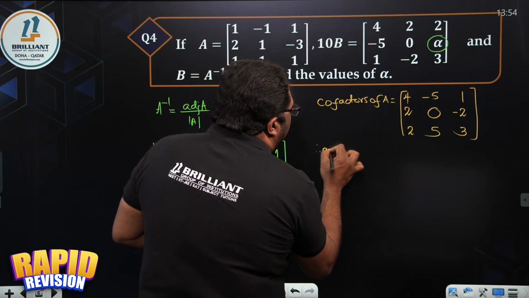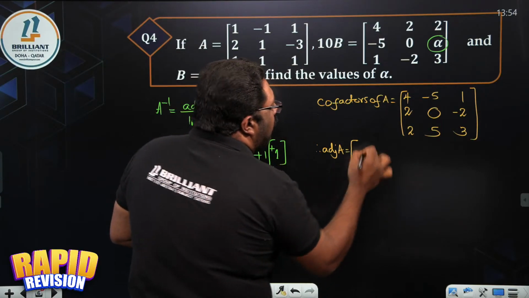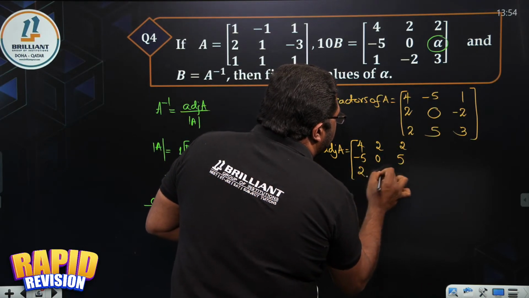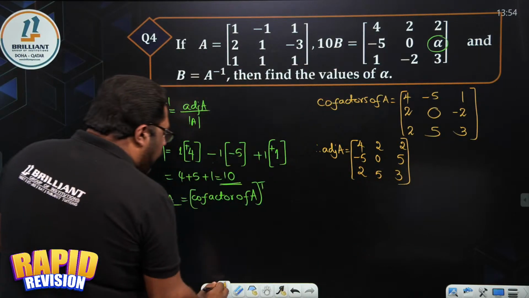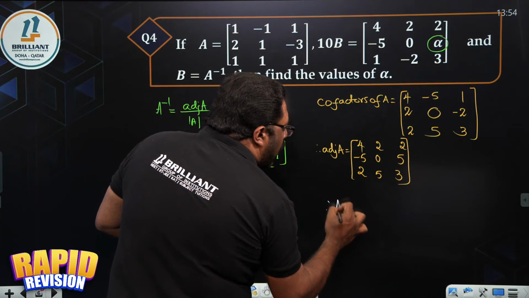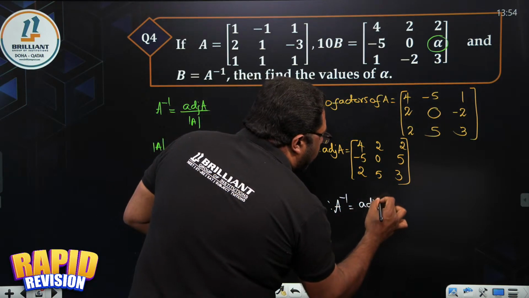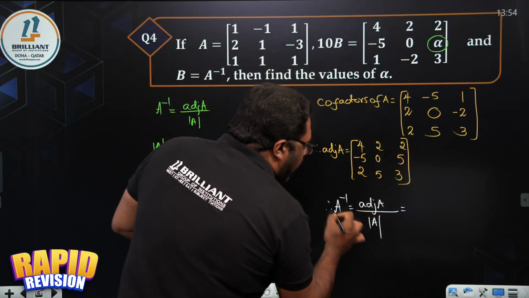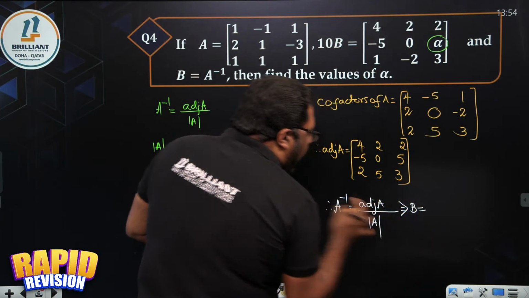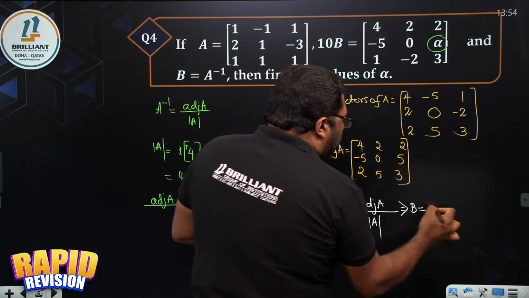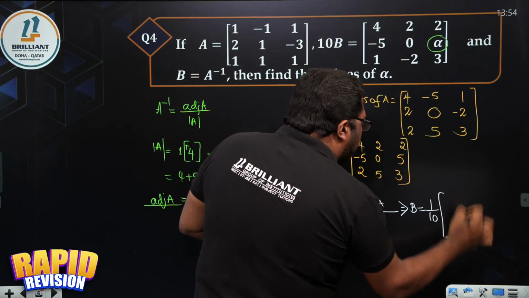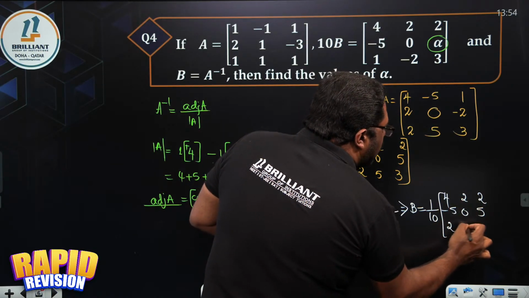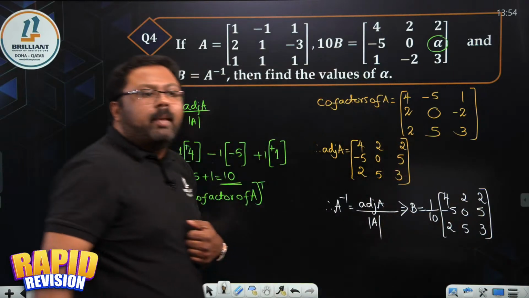Cofactors. Therefore, what's the adjoint of A? The transpose: 4, 2, 2, minus 5, 0, 5, 2, 5, 3. So I got the adjoint of A. Now what's A inverse? The adjoint of A divided by the determinant of A. We know A inverse is given to be B. B is equal to 1 by 10 into the matrix I got: 4, 2, 2, minus 5, 0, 5, 2, 5 and 3. This is my matrix, my dears.